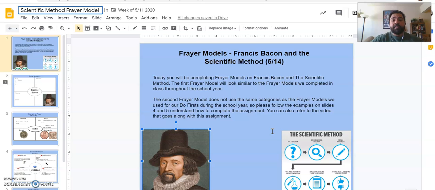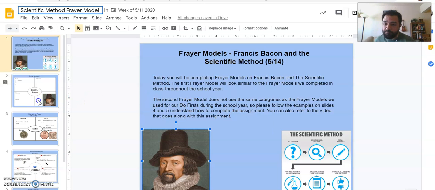So it says today you will be completing Frayer models on Francis Bacon and the scientific method. The first Frayer model will look similar to the Frayer models we completed in class throughout the school year. The second Frayer model does not use the same categories as the Frayer models we used for our do first during the school year, so please follow the examples on slides 4 and 5 to complete the assignment. You can also refer to the video that goes along with this assignment, and if you're hearing me say that right now, good for you, you're watching the video.